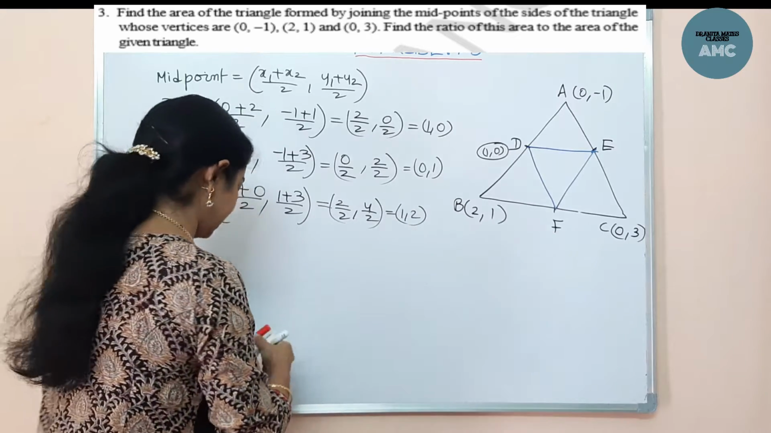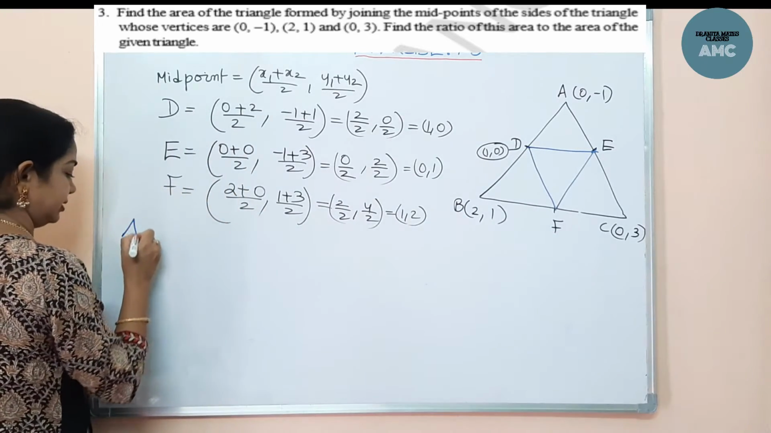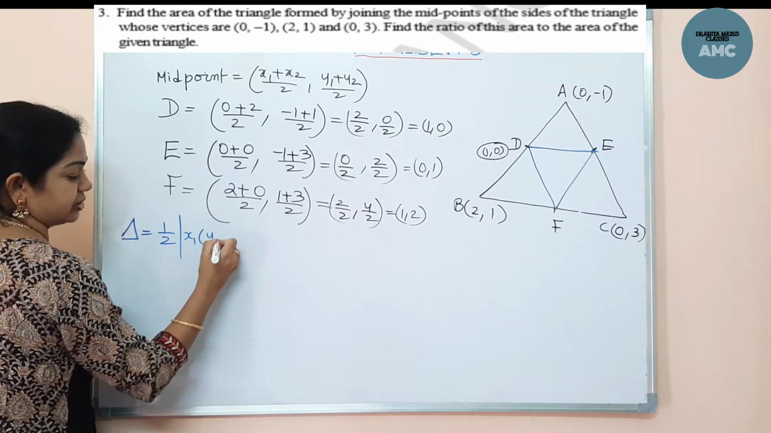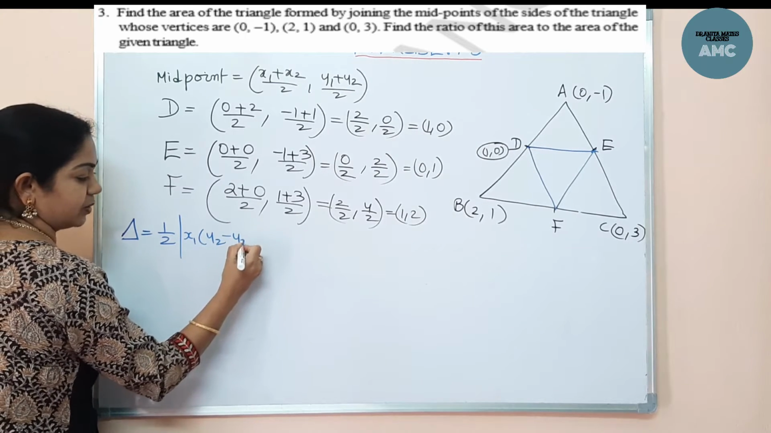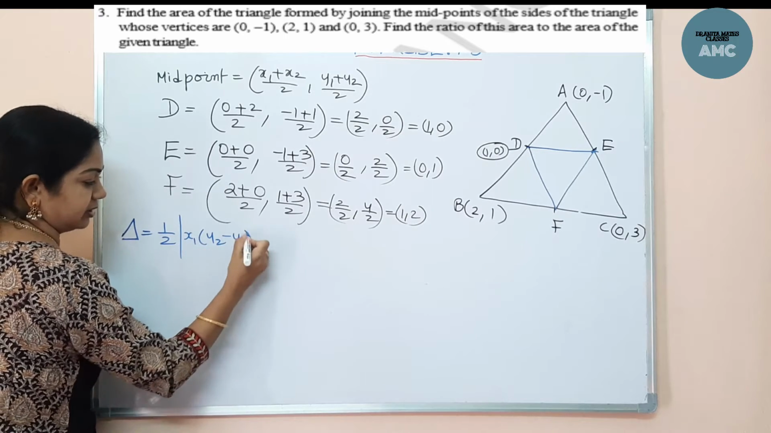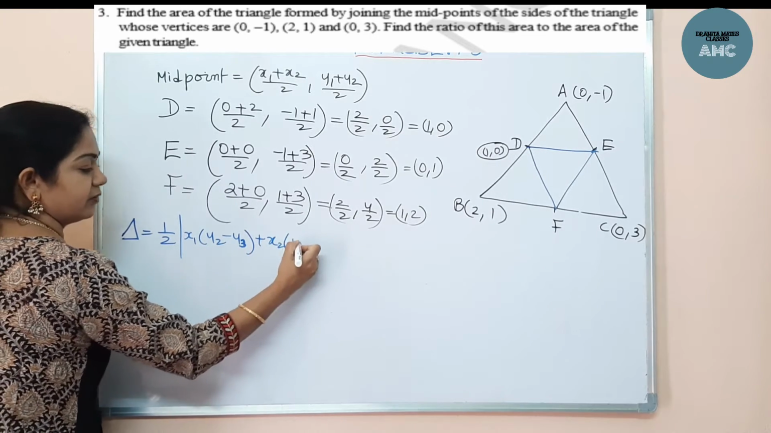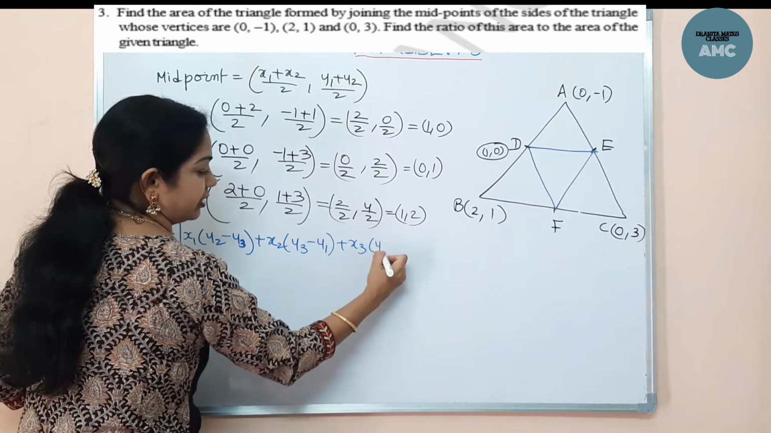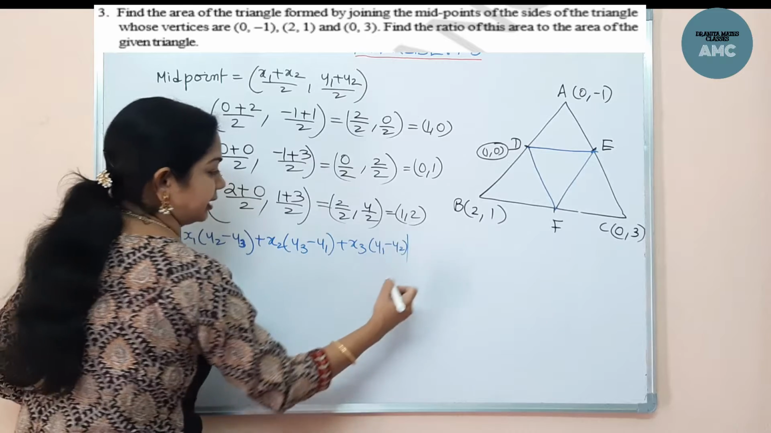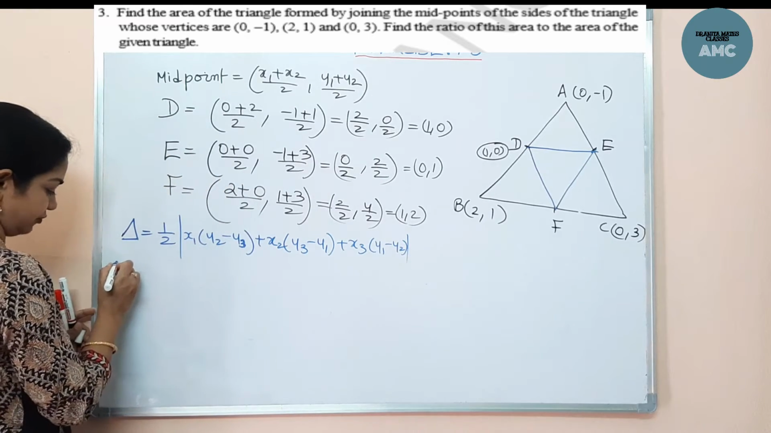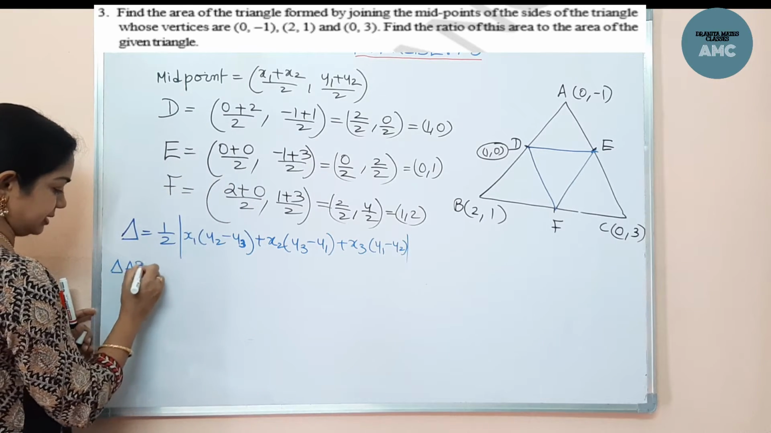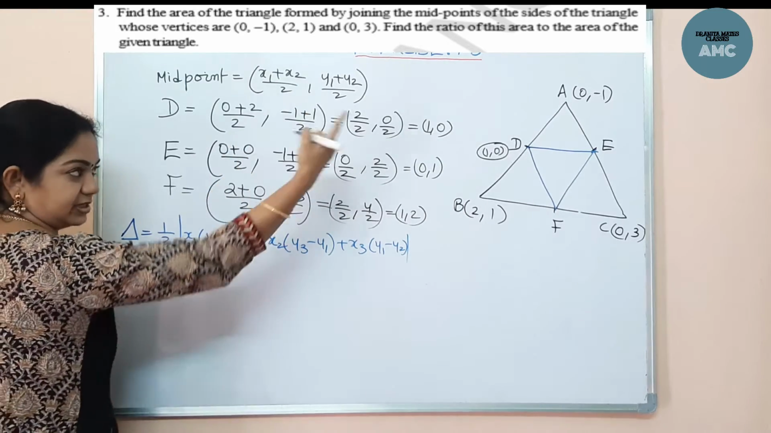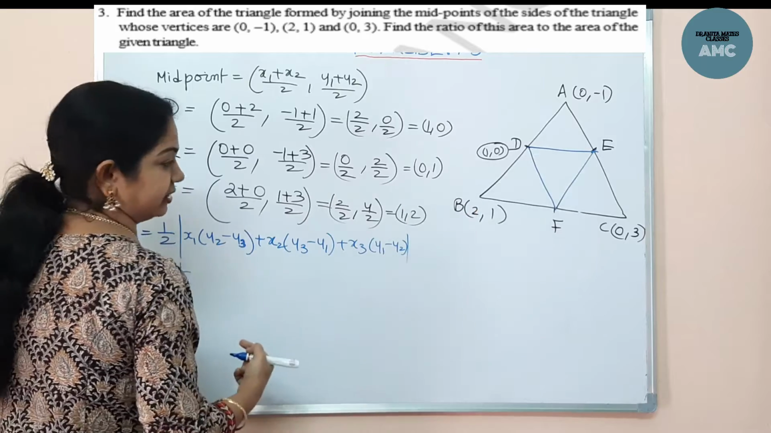Let us find. Now, first let me write the area of a triangle. Area of a triangle is half of x1 (y2 minus y3) plus x2 (y3 minus y1) plus x3 (y1 minus y2). Let me find the area of triangle ABC, the bigger triangle first. Now, x1, y1, x2, y2, x3, y3.